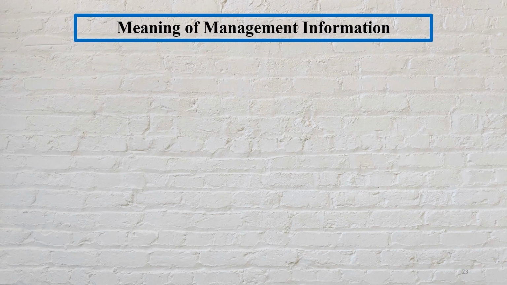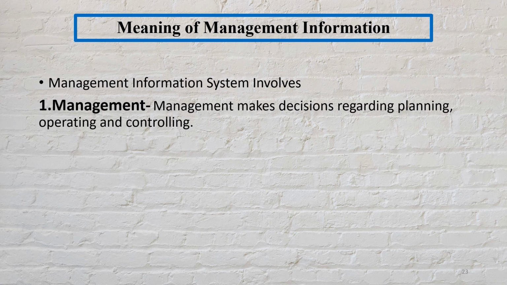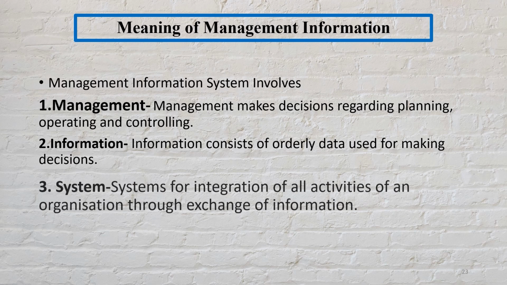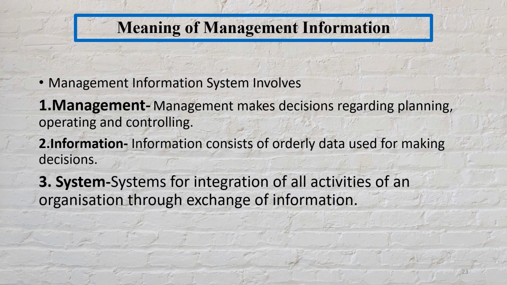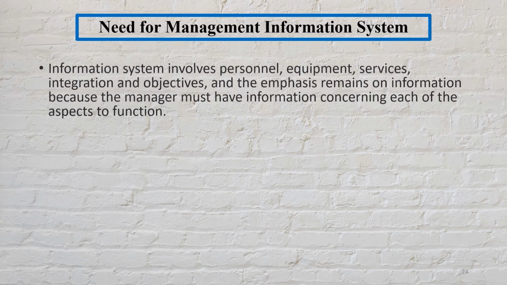Meaning of MIS. In management information system, there are three important terms. One is management, the other one is information, and the third one is system. So, management makes decisions regarding planning, operating, and controlling. Information consists of orderly data used for making decisions, and systems for integration of all activities of an organization through exchange of information.